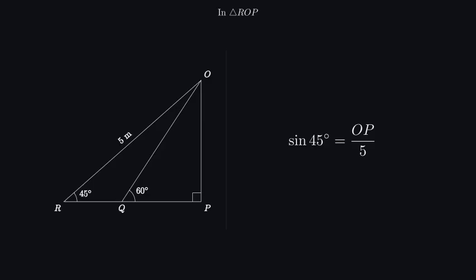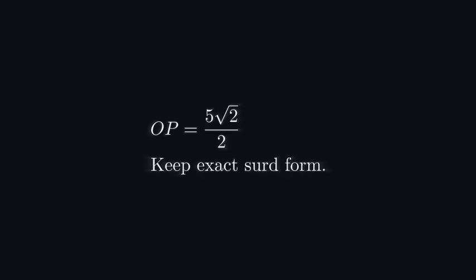To make OP the subject, multiply both sides by 5. The exact value of sin 45 degrees is the square root of 2 over 2. So, OP equals 5 root 2 over 2 meters. Keep exact surd form.